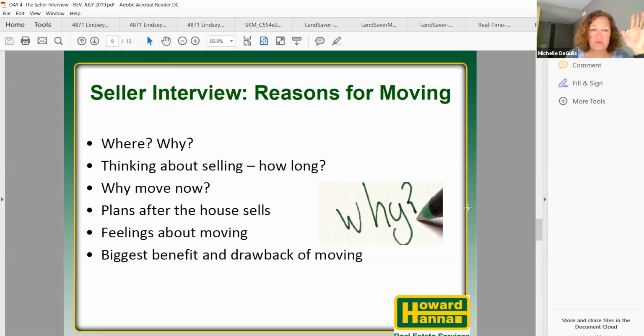What are their plans after the house sells? Do they need to find a house? Are they moving out of the city, out of the state, out of the country, whatever? What are their plans after the house sells?